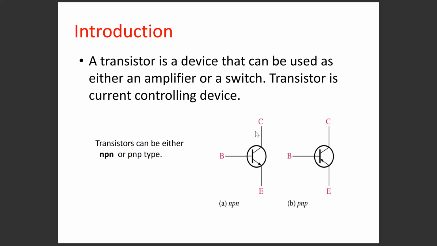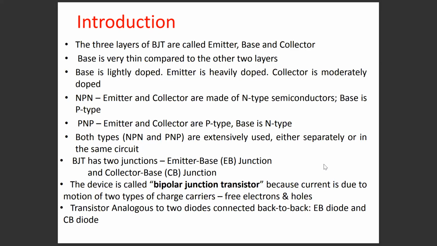The transistor can be either NPN or PNP type. So the figure shows the NPN transistor. This symbol shows the PNP transistor. The three layers of BJT are emitter, base, and collector. Base is very thin compared to the other two layers. So base is slightly doped. Emitter is heavily doped and collector is moderately doped.